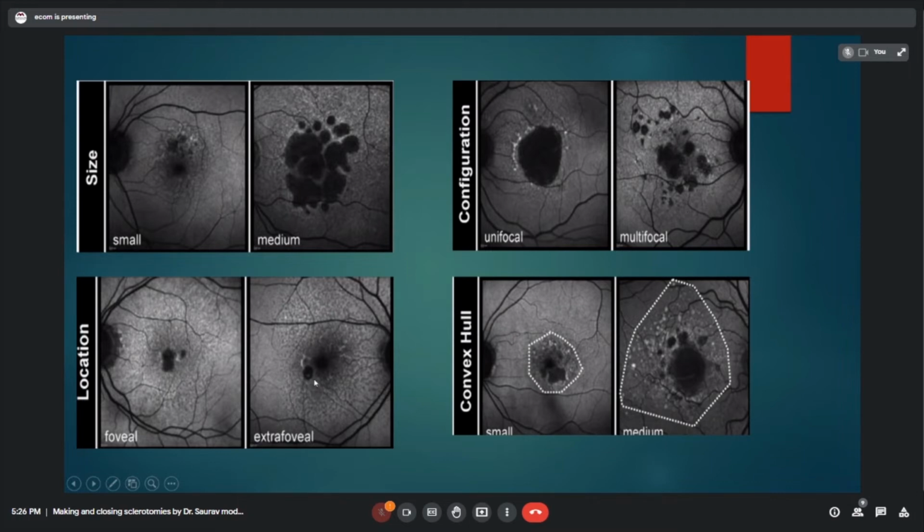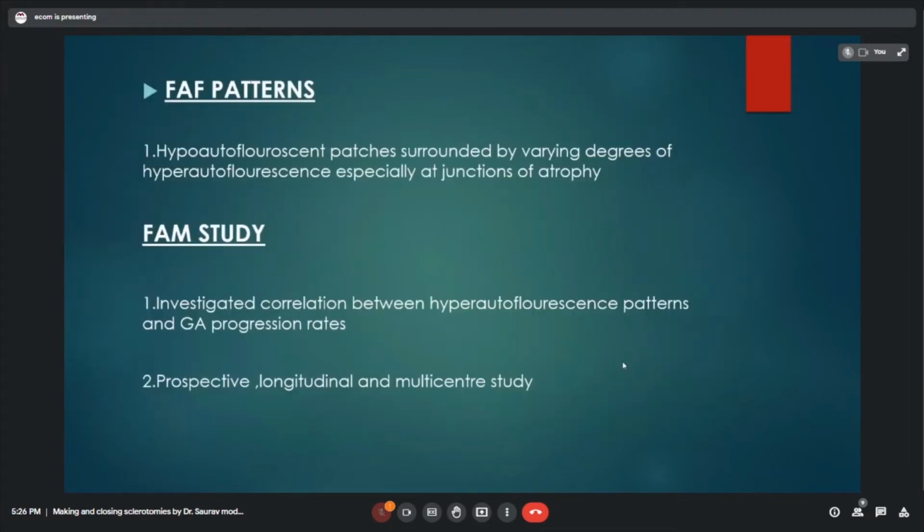Multifocal lesions will progress faster as compared to unifocal lesions. Extrafoveal involvement of the lesion progresses faster as compared to foveal involvement. And the area of involvement: if at baseline the outline is very big, then there's a higher rate of progression. The most important is fundus autofluorescence patterns.